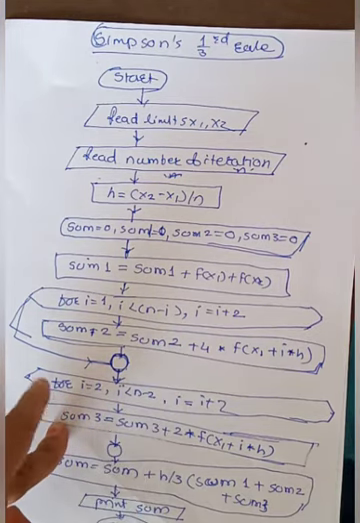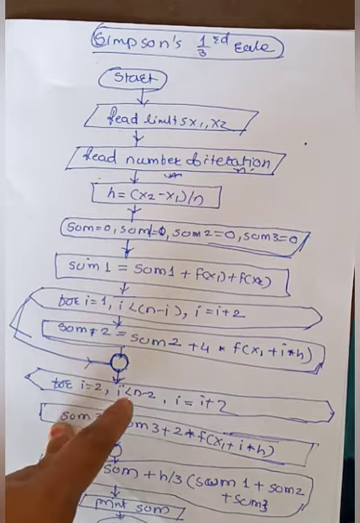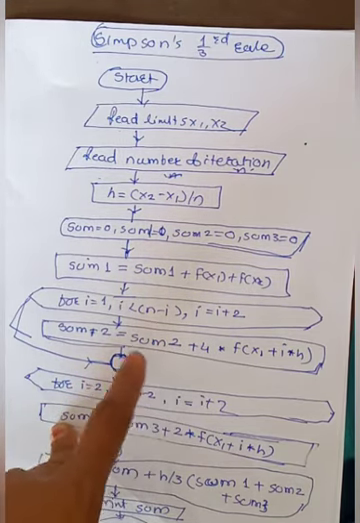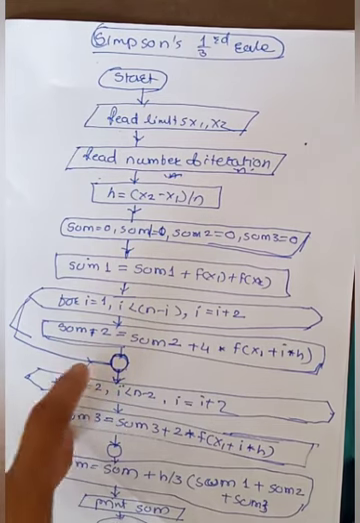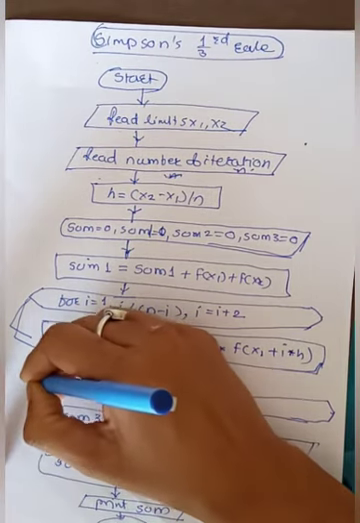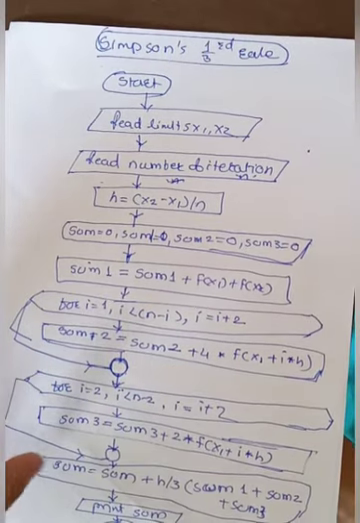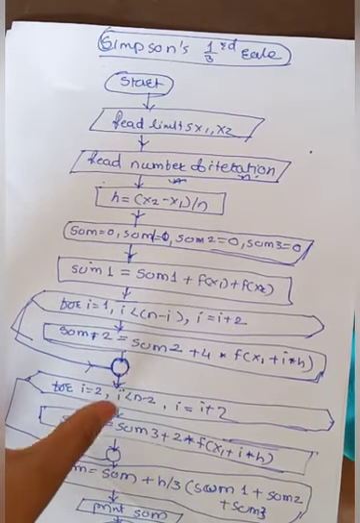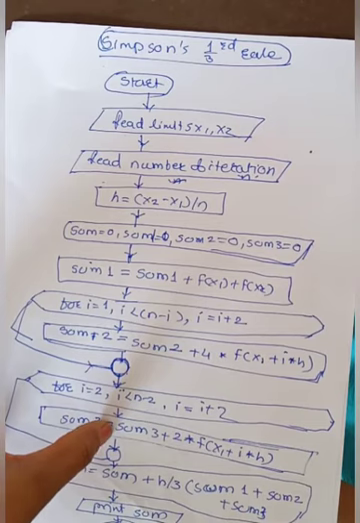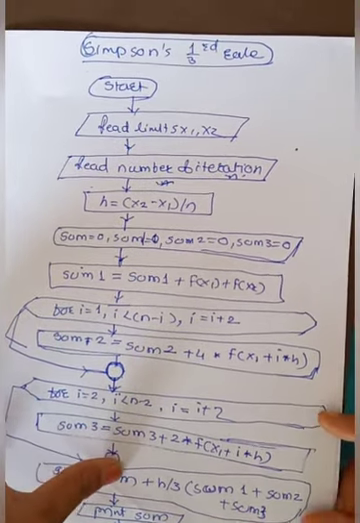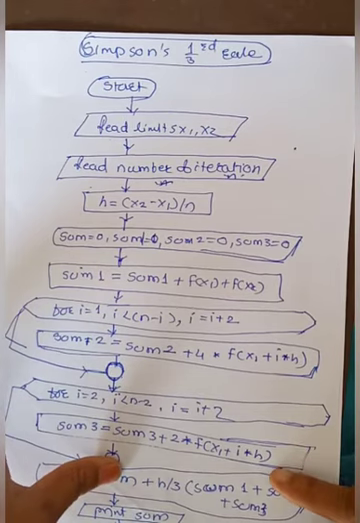Again you have to check the condition: I is equal to 2, I less than n minus 2, I is equal to I plus 2. If the value is less than, then you have to move here. If it is not so, you have to move here, otherwise it will be executed. That is, sum 3 is equal to sum 3 plus 2 into f of x1 plus I into h.